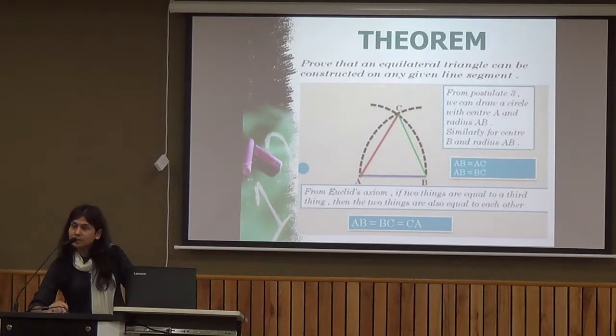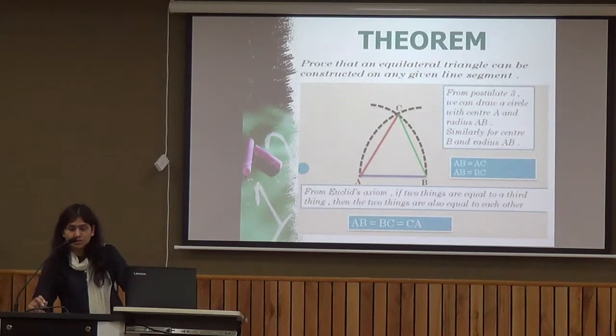So what do you get? AC is equal to AB and BA is equal to BC. Now, because AB is equal to BA, we can say that AB is equal to AC is equal to BC. Therefore, all three sides are equal and hence it is an equilateral triangle. That is, from Euclid's axiom, if two things are equal to a third thing, then the two things are also equal to each other. Therefore, AB is equal to BC is equal to CA.